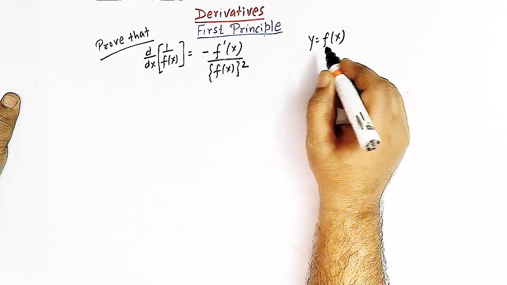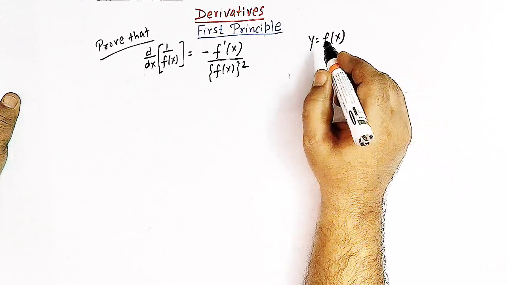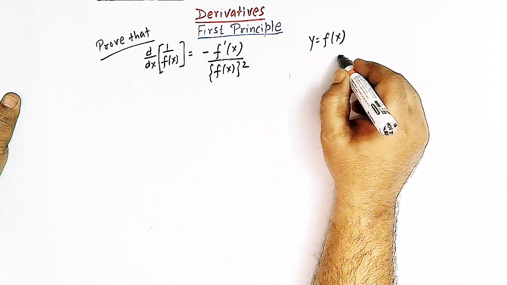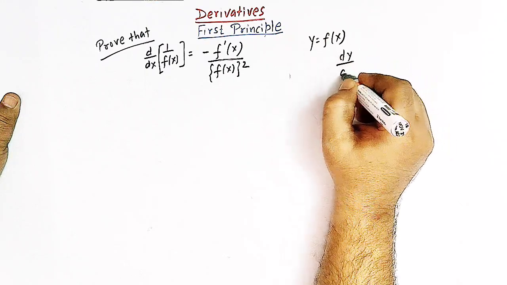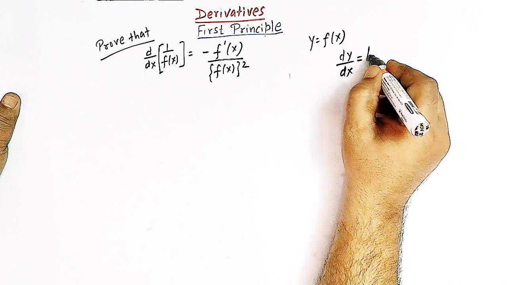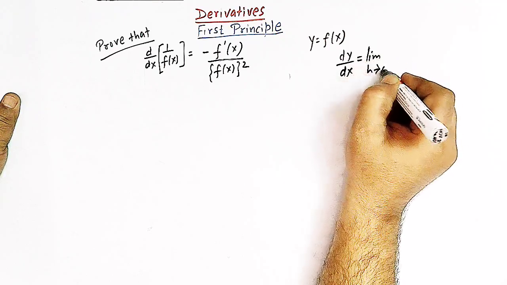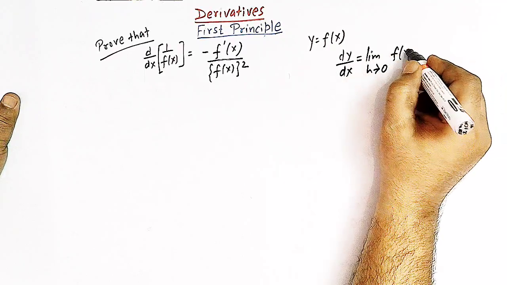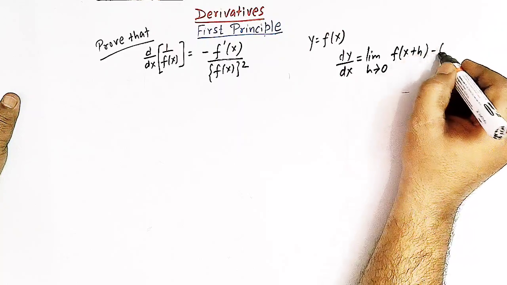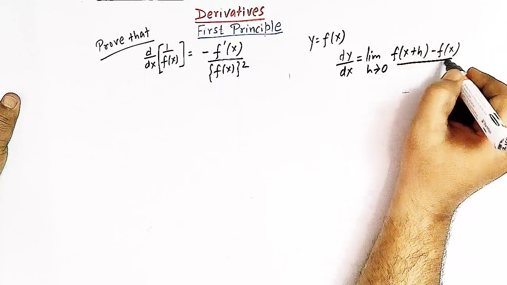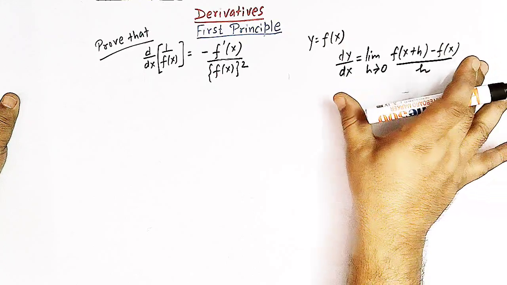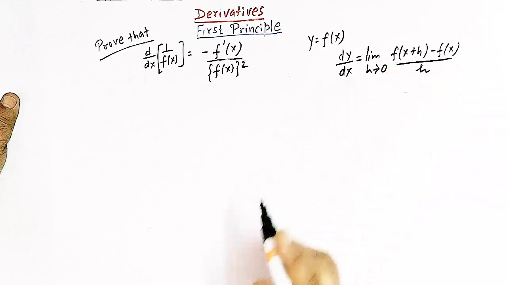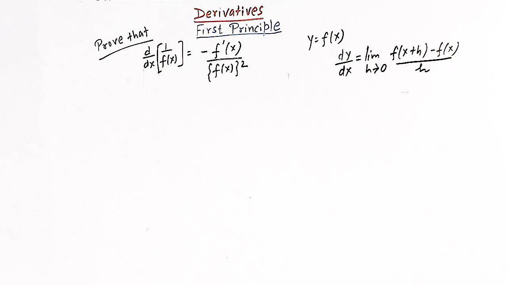And the method of first principle says that the derivative of a function is given by dy over dx is limit h tends to 0, f of x plus h minus f of x over h. So this limit definition of the derivative is known as the first principle.